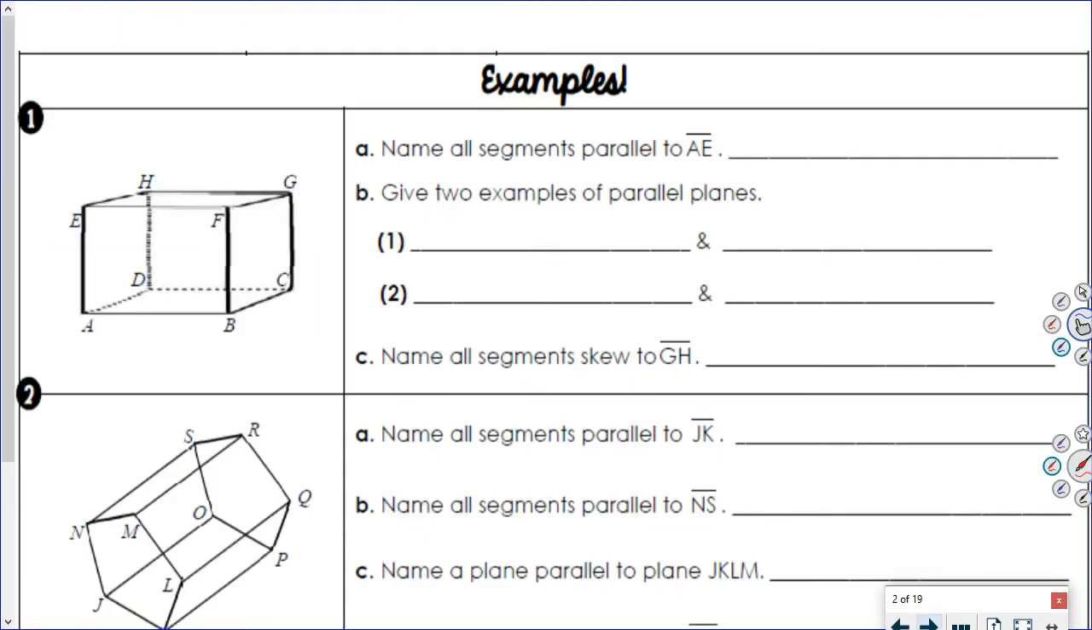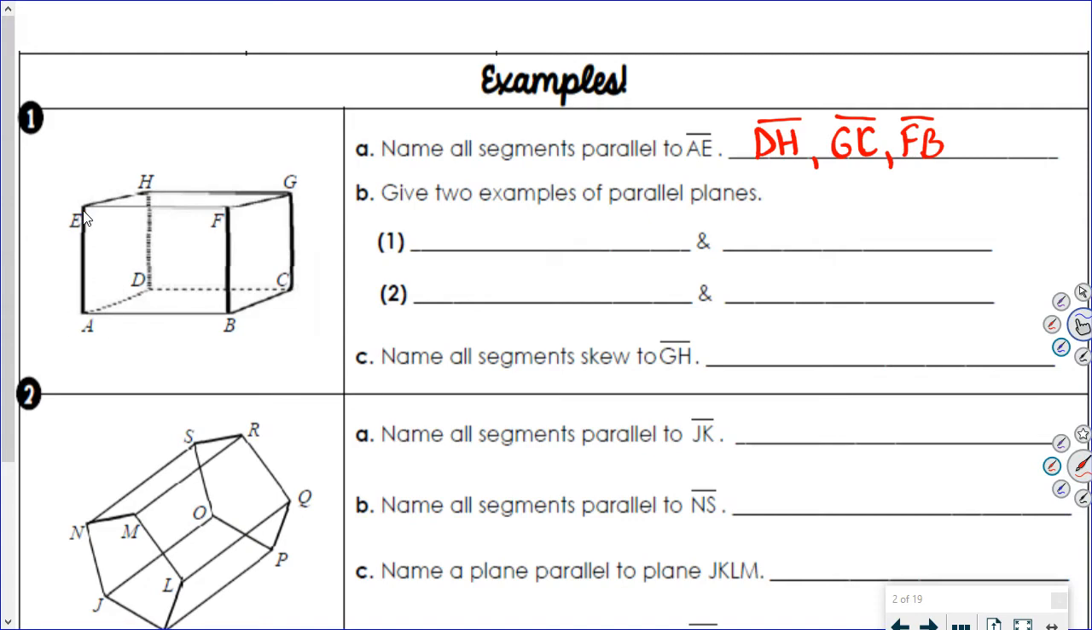So if we look at some examples, name all segments parallel to AE. You've got AE running vertical, so you have all of the segments running vertical. You've got DH, GC, segment GC, and then segment FB. Right? We look at part B. We have two examples of parallel planes. Well, we have technically 3 pairs.